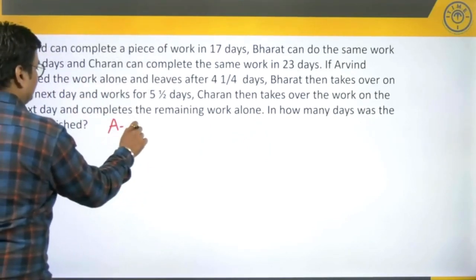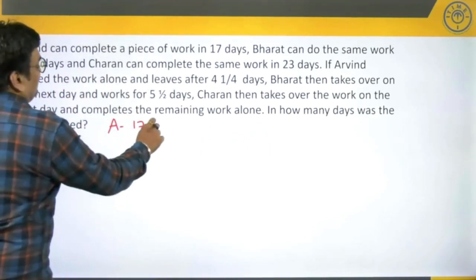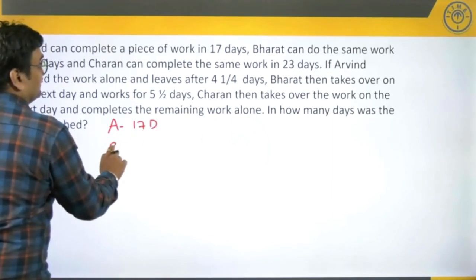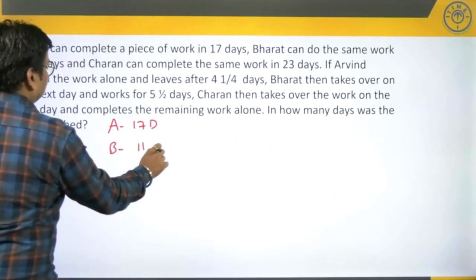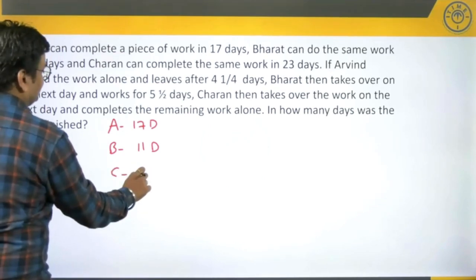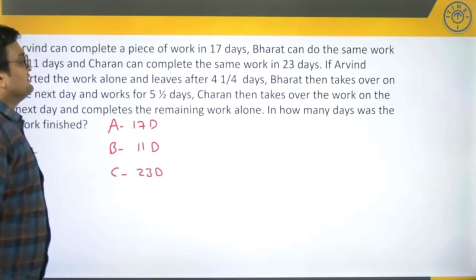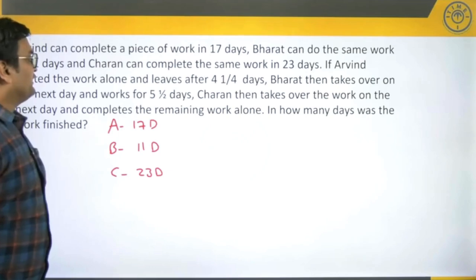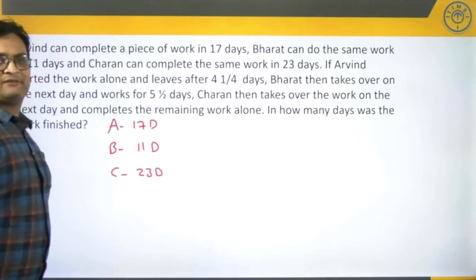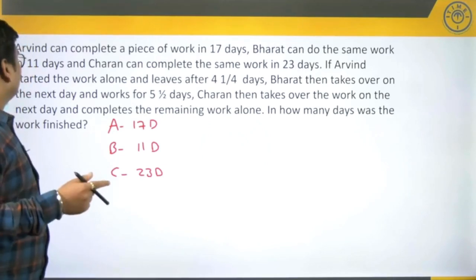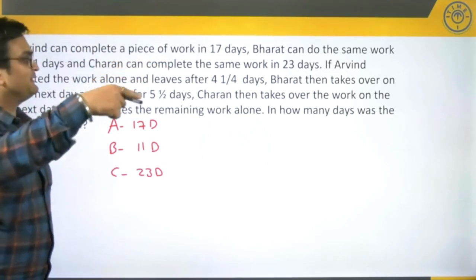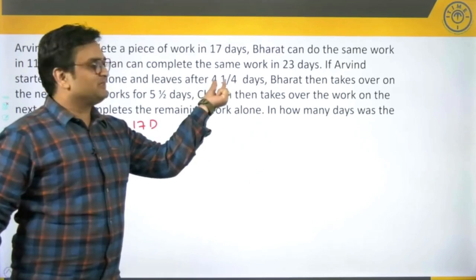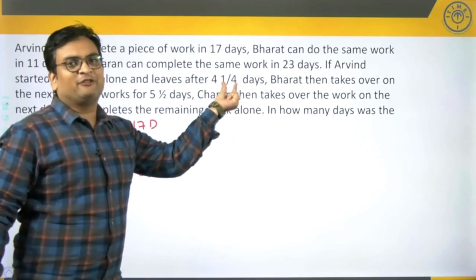Arvind is 17 days. Bharat is 11 days. Charan is 23 days. If Arvind started the work alone and leaves after 4 days, Bharat then takes over on the next day, that is on the 6th day. 4 complete days Arvind worked. On the 5th day he worked only for 1/4 day.